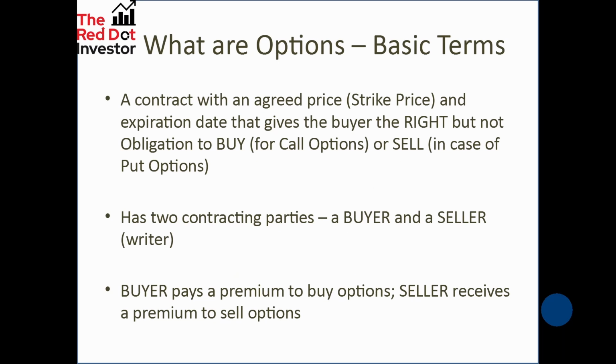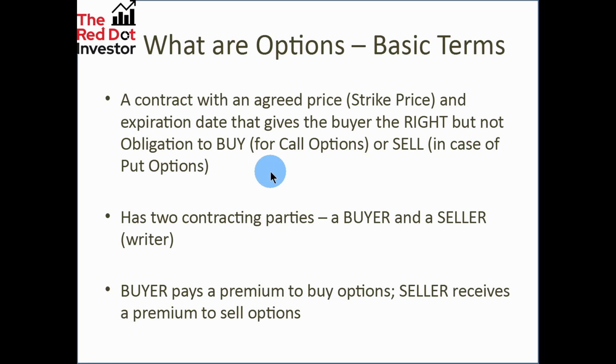Now let's start. What are options? Before we go into this topic further, let's understand some basic terms first. An option is actually an agreed price. We call this the strike price. And it has an expiration date, which gives the buyer the right but not the obligation to buy in the case of call options or sell in the case of put options.